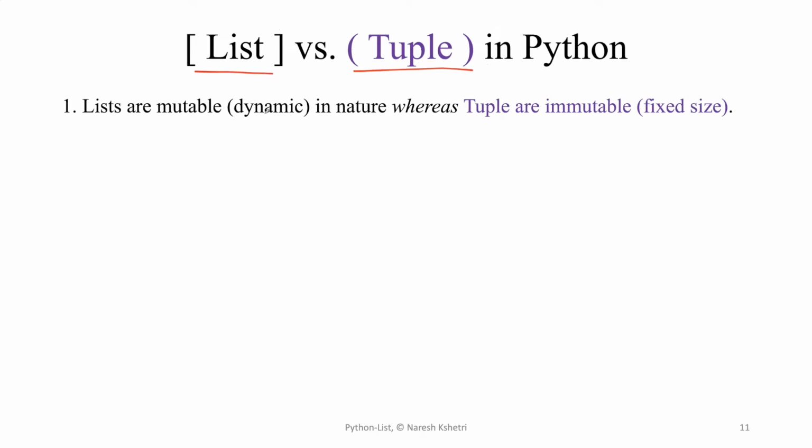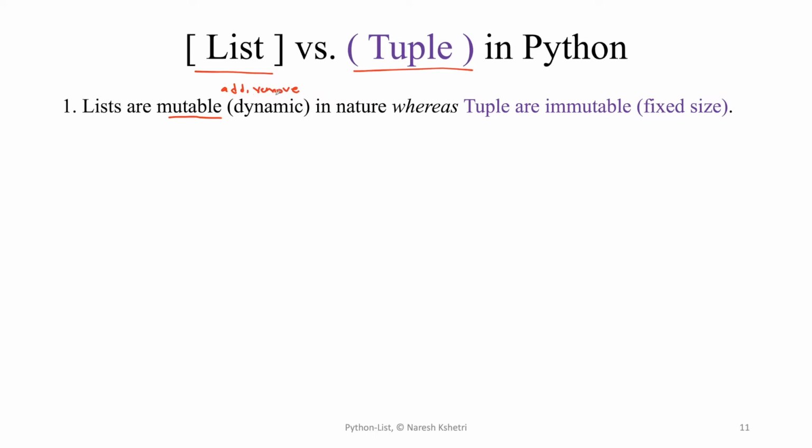So the first difference is that lists are mutable in nature. That means you can add or remove the elements of the list anytime, or at runtime. As many elements as you can add, as many elements you can remove.